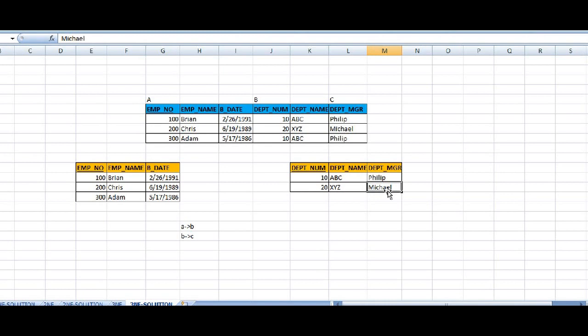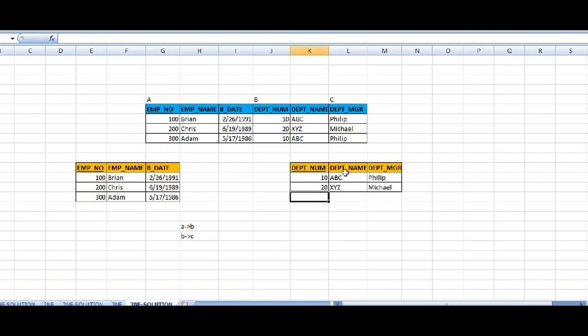Now see another interesting thing here. It's a perfect example of data redundancy elimination. See here, I have two department numbers and two managers, but to represent this with this relation, I needed 3 records. Now I'm conveying the same information with 2 records. So this is a perfect example of data redundancy elimination.